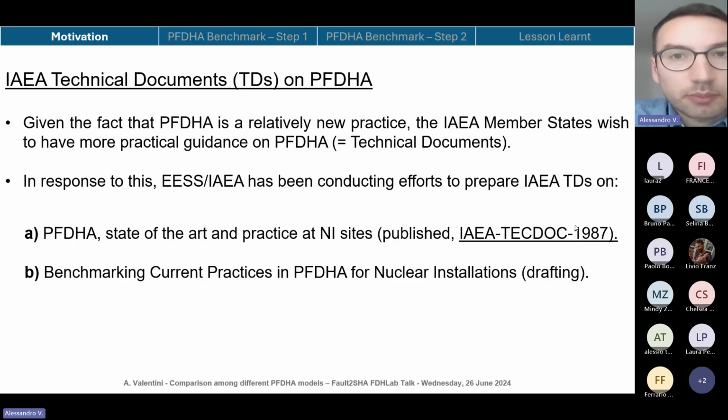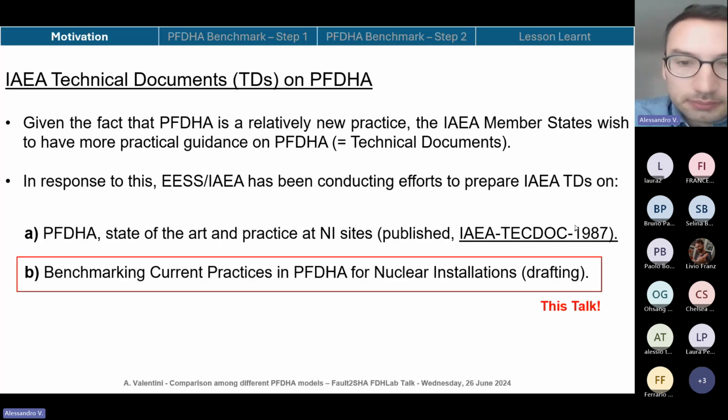There are three examples: Diablo Canyon, another nuclear installation in Yucca Mountain in the US, and another one in Slovenia, Krško nuclear power plant. But the talk today focuses more on the second tech doc that is still in progress. We are working on that. We have a very good draft, and we hope to publish the document in the first half of next year. And this is the title of the tech doc: Benchmarking Current Practice in PFDHA for Nuclear Installation. Today I will show you some preliminary results about this project.